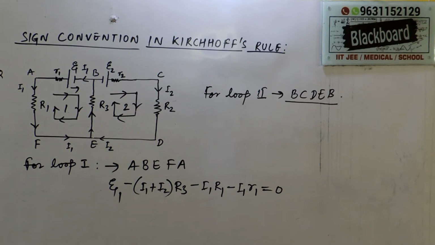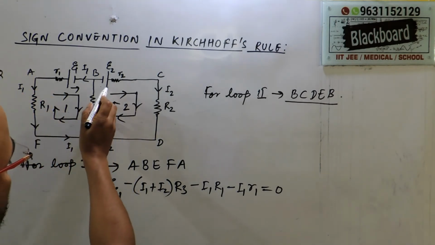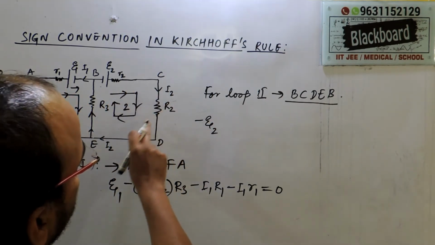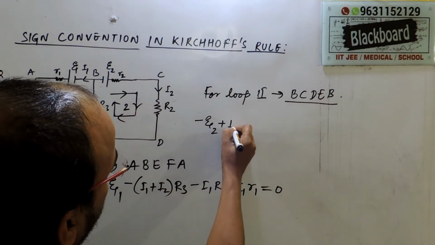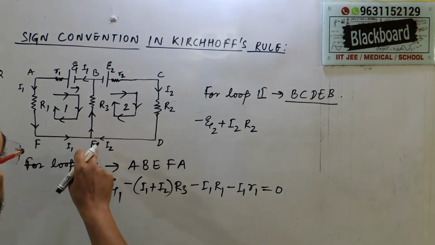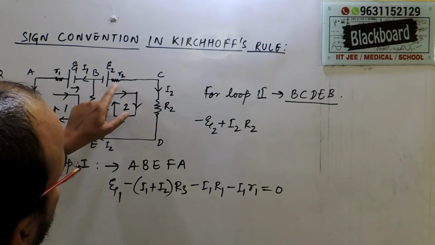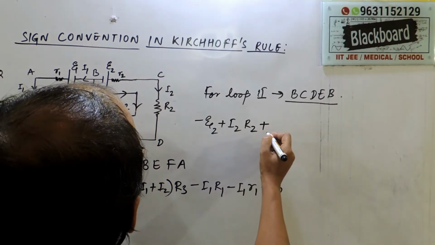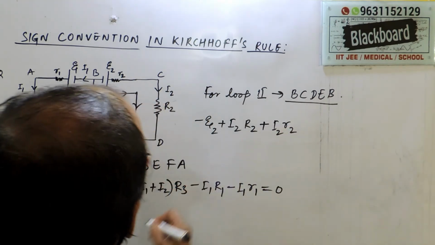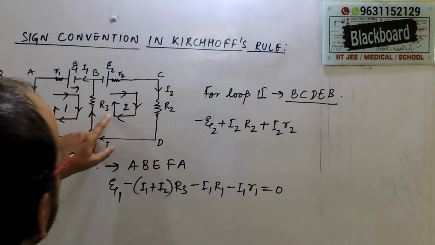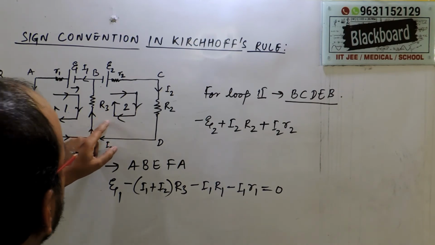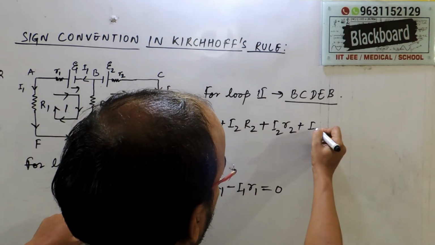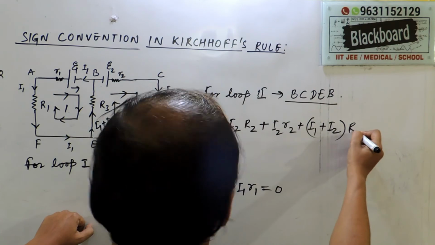Now for the second loop B, C, D, E, B, here this is lower to higher. Our direction is lower to higher, that means this is minus E2, and this is the same direction, that means plus I2 R2. And here one more is missing. यहाँ पे भी एक और रेजिस्टेंस है, इंटरनल रेजिस्टेंस. इंटरनल रेजिस्टेंस का भी डायरेक्शन सेम है. So this is I2 r2 internal resistance and this one is R3, again same direction. And here current is I1 plus I2. That means you can write (I1 plus I2) into R3.